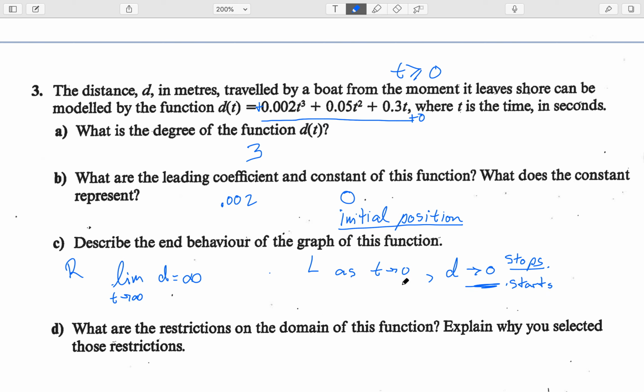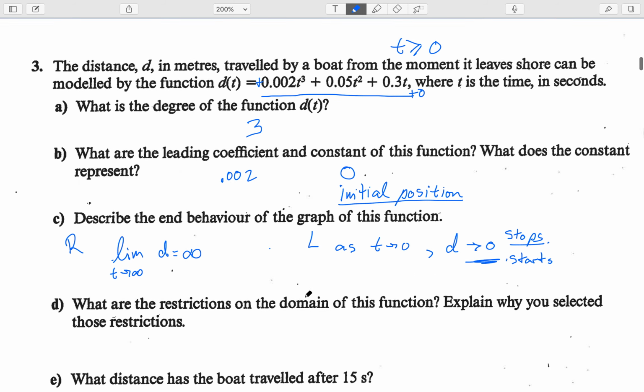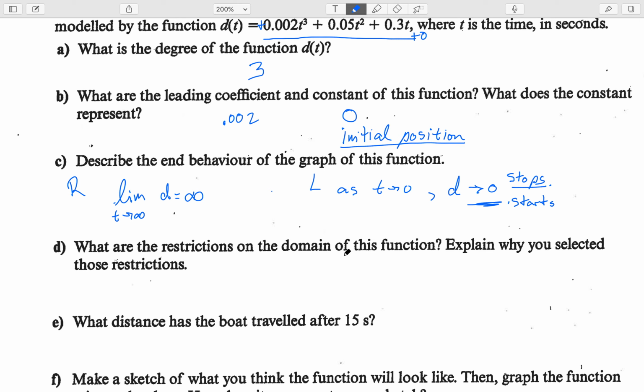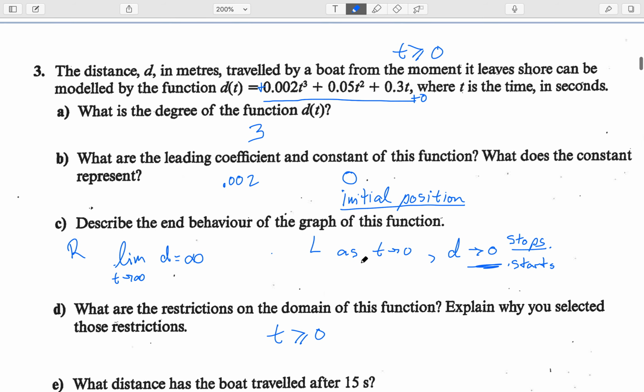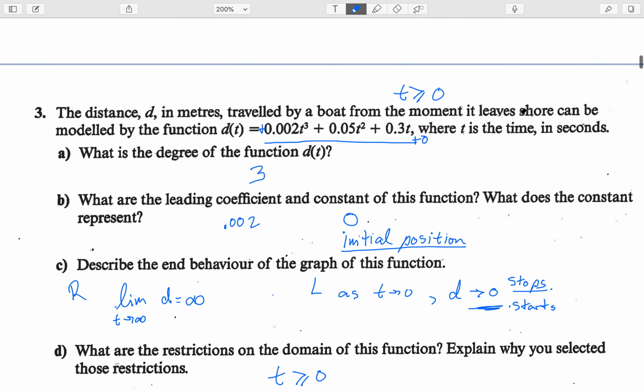So this isn't a full polynomial with a domain of all real numbers. So we have restrictions, there we go. Where are the restrictions on the domain? Time has to be greater than or equal to 0. Explain why you selected this. Well, if we're talking about the time from the moment it leaves the shore, we're not talking about previous time.